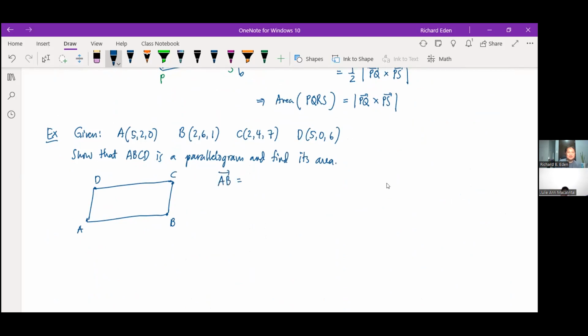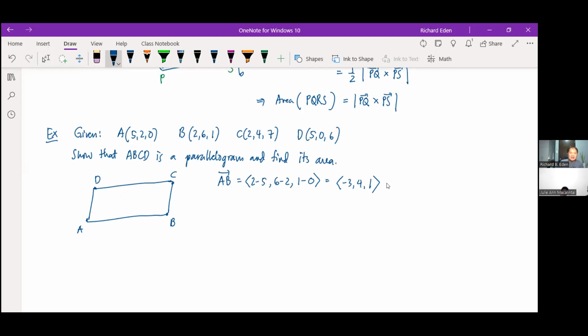All right, so let's take the vector AB. Do you remember how to do it? We take, so A is the starting point, B is the destination. So when we take the differences, it's going to be the coordinates from B. So 2 minus 5, and then 6 minus 2, and then 1 minus 0, which would be -3, 4, 1.